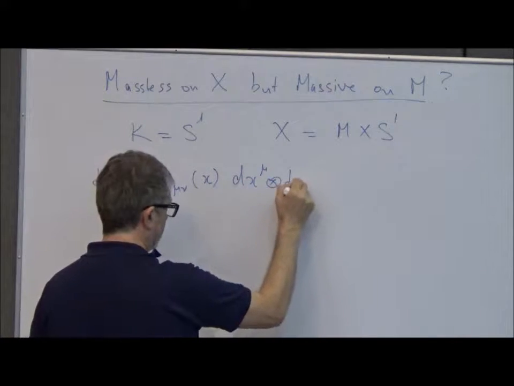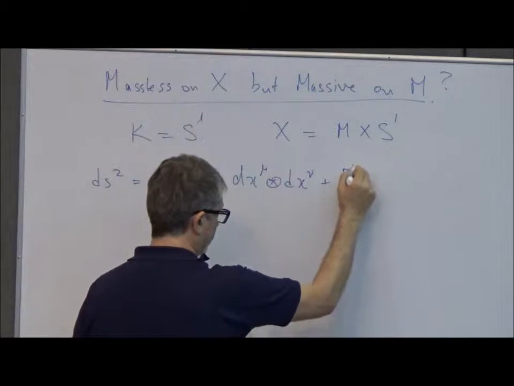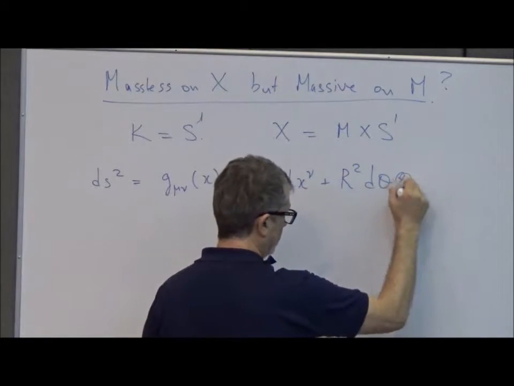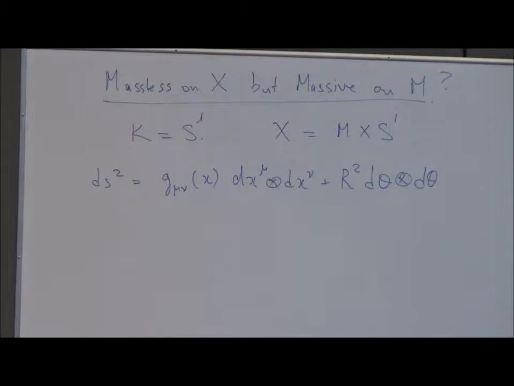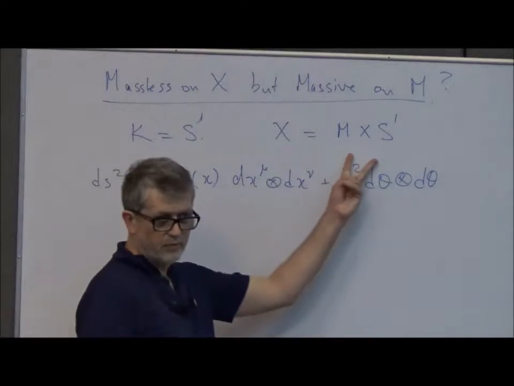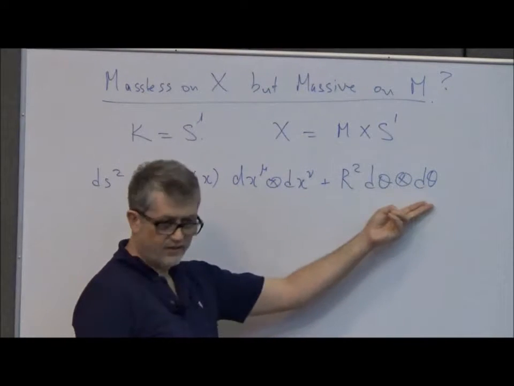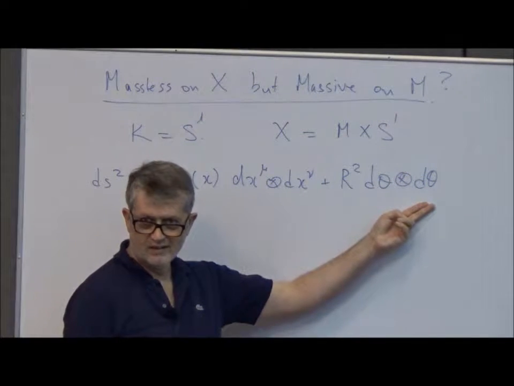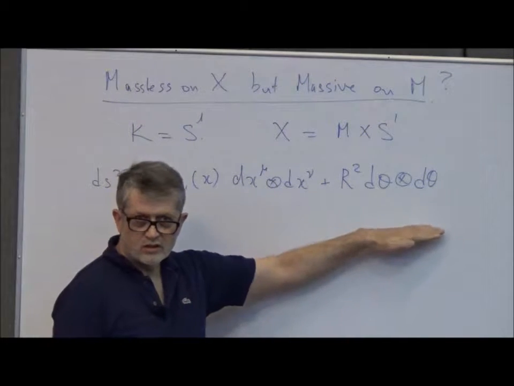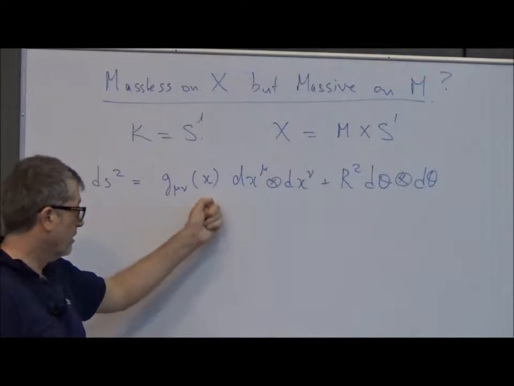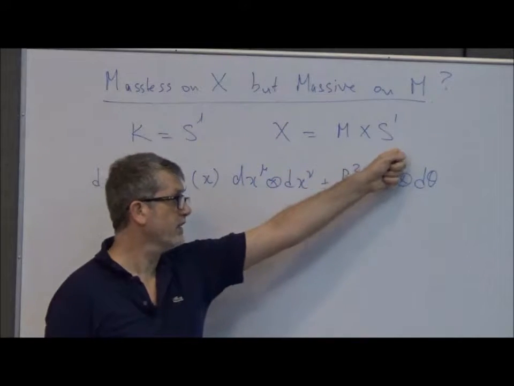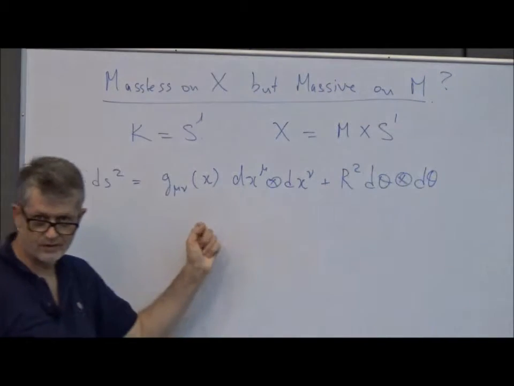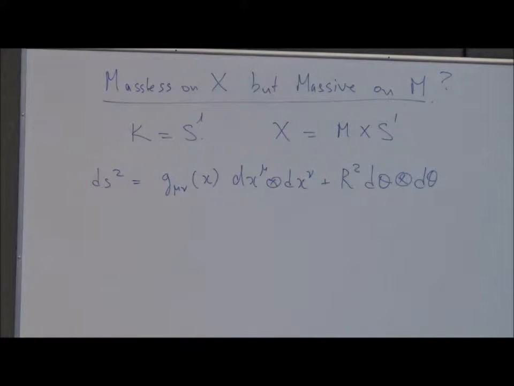g_μν dx^μ dx^ν plus r² dθ². So, look at what I've done. First, I've said that this is really a product manifold, and the metric that I'm going to choose does not mix things, so there's no dx dθ term here. And I've said something stronger. I've said that g_μν of x is not a function of θ. All right? So the metric that I have here doesn't really depend on where I am on the circle. Okay, so I've taken a real product metric in that sense.